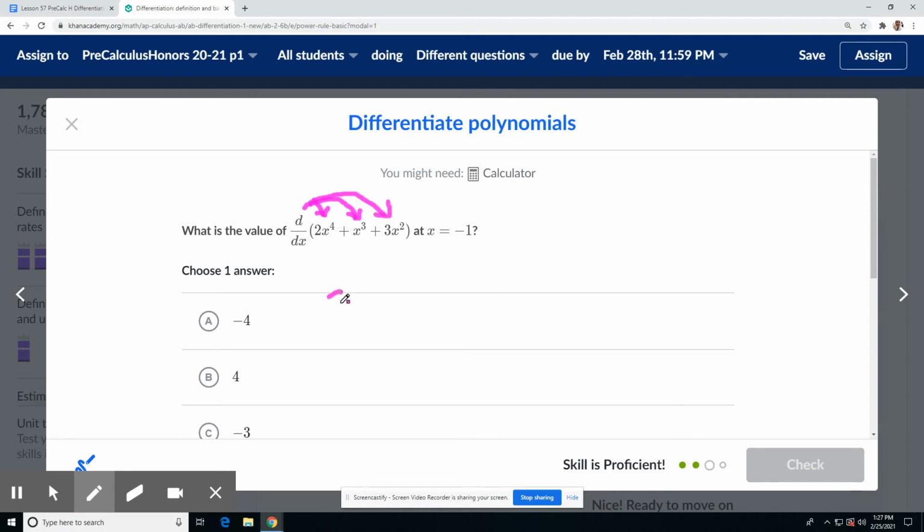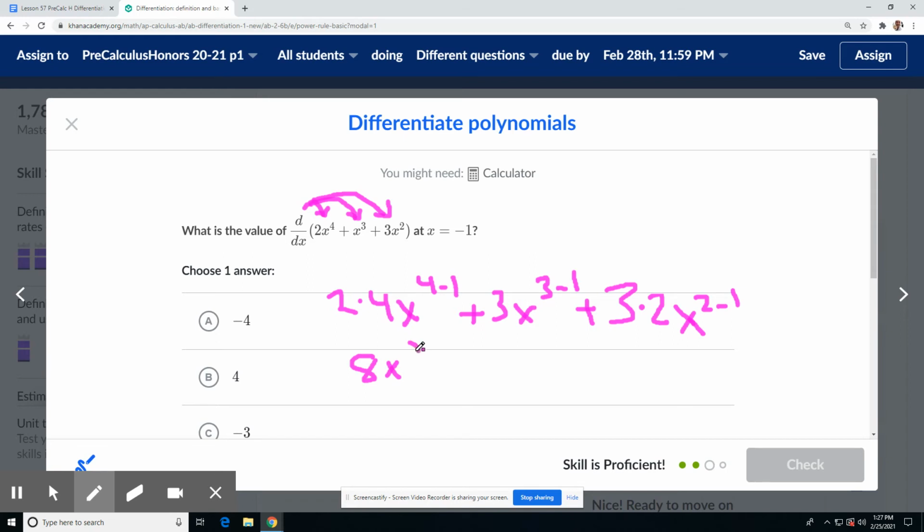All right, so that's going to be 2 times 4x to the 4 minus 1. I'll keep showing my work for now. Plus 3x to the 3 minus 1 plus 3 times 2 times x to the 2 minus 1. That becomes 8x cubed plus 3x squared plus 6x.